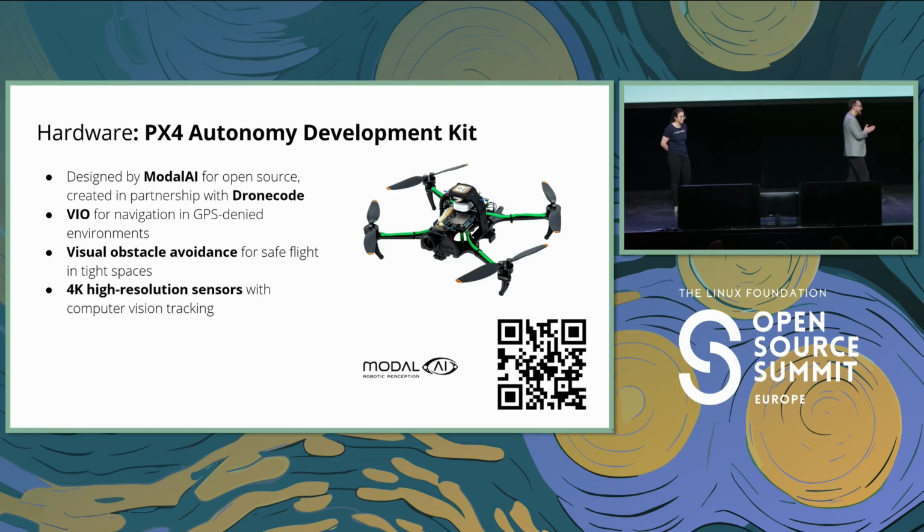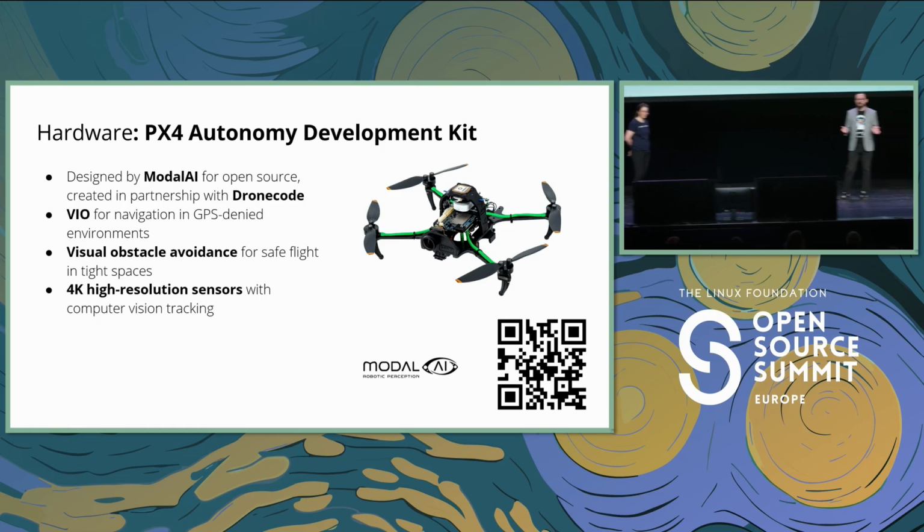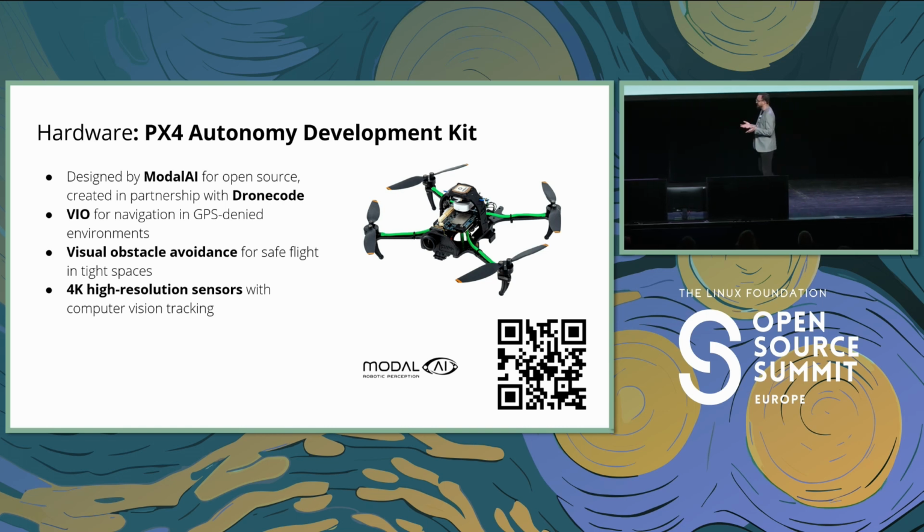So, all right, Mary has chosen PX4 and ROS 2. So how does she actually take the code that she's going to build on the computer to a drone?